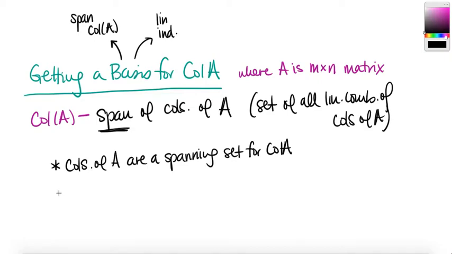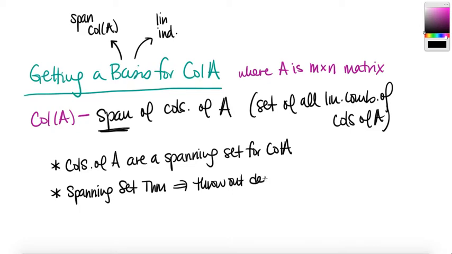But we want to throw out the ones that are linearly dependent. So the spanning set theorem says that we can throw out the dependent, or rather the redundant columns. Throw out columns until we get a linearly independent subset of those columns. So we need to figure out which ones from the columns of A form a linearly independent set.